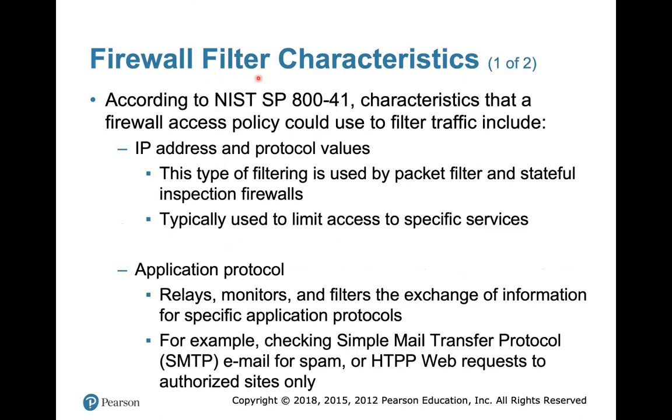Okay. So now let's ask this question: what might be the characteristics or parameters that someone may use in the access policy of a firewall? According to NIST SP 800-41, there are a couple of characteristics or parameters that can be used in firewall access policies in order to filter traffic. The first thing is IP address and protocol values. This is information used for routing and forwarding IP packets in the TCP/IP network.